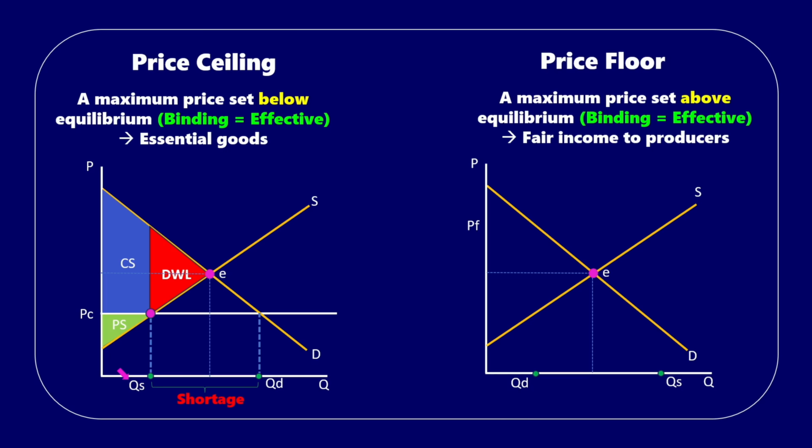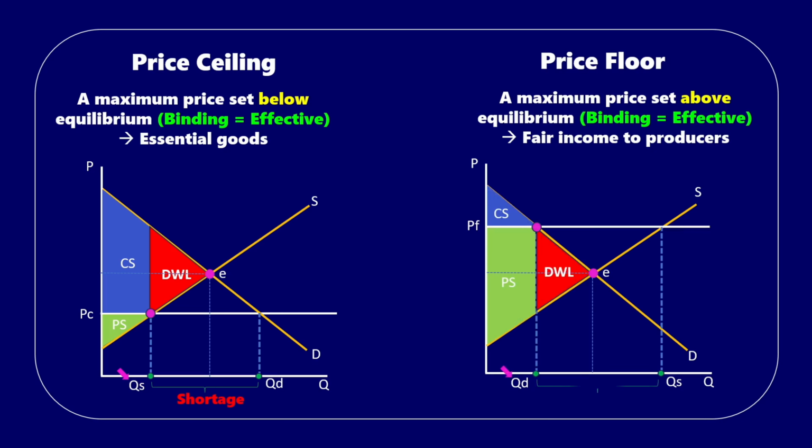A price floor is the opposite. The government says you can't charge less than this, and it is set above the equilibrium to protect producers, like minimum wage or farm prices. Producers are happy to sell more at a higher price, but consumers don't want to buy as much. So we get a surplus. Extra goods sit unsold, fewer trades happen, and again, those missed trades turn into deadweight loss.